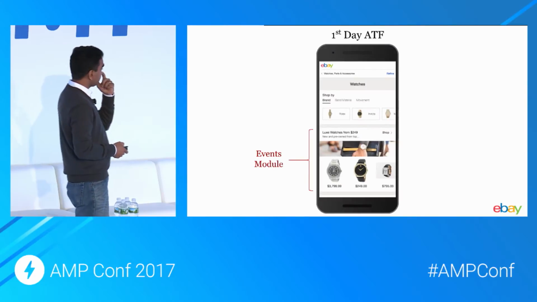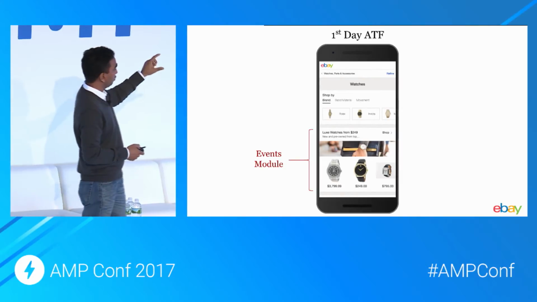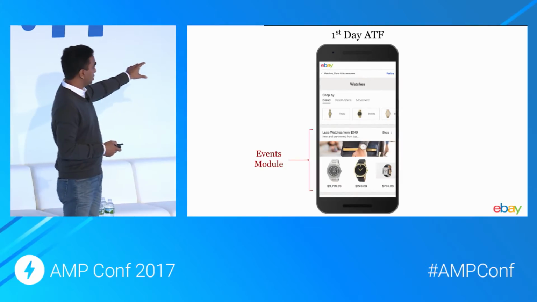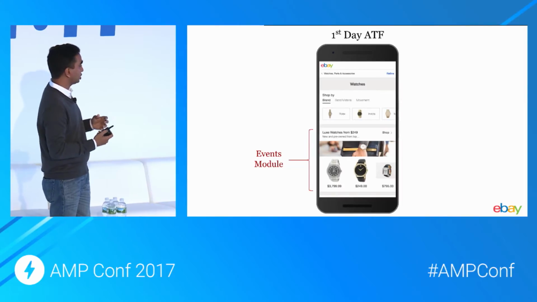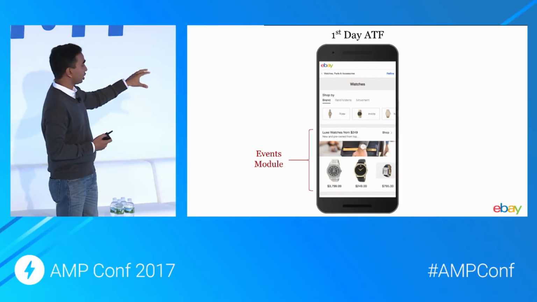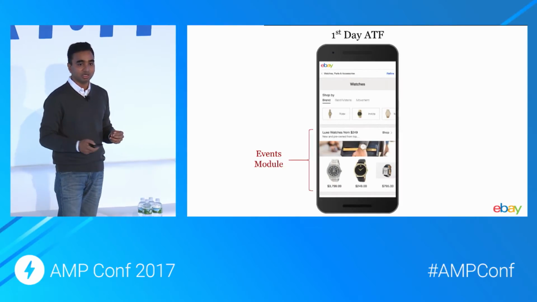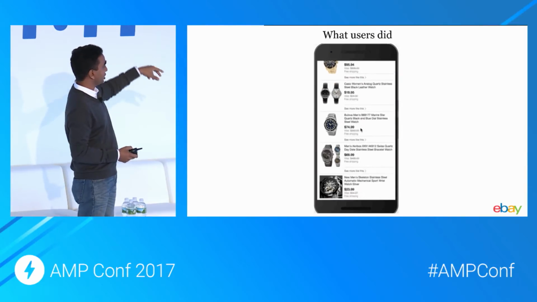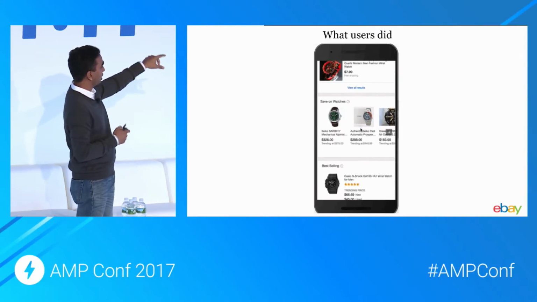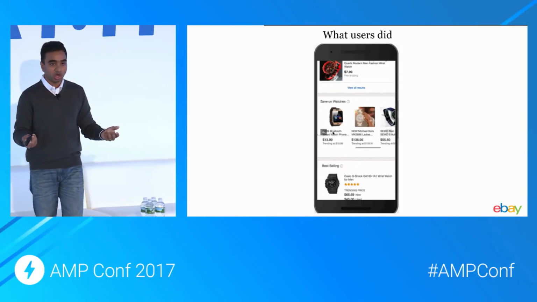Let me explain that. On the first day of launch, for the watches query, the above the fold had an events module. This is a module that we thought would work out for people who query watches. It shows all the events that are associated with luxury watches. We thought that this is what users would like when they query watches. But what happened in reality is that as soon as users came, they scrolled down the page and went to the deals module, which was below the fold. So obviously our assumption was wrong.